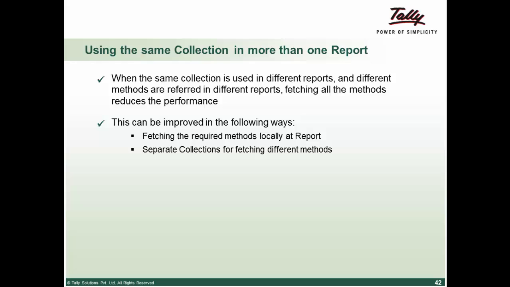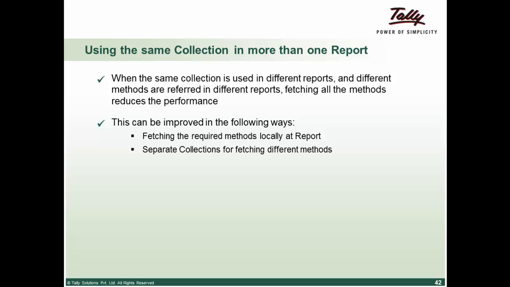Using the same collection in more than one report. When the same collection has to be used in different reports, probably a few methods are the same and a few methods are different. Two things can be done. Generally what people do is they write the collection and they write fetch and give a huge list of comma separated methods, around 50 method names. But there is a possibility that report 1 might read only 15 of the 50, and report 2 might need only say 30 of them. And there could be some common methods both of them need.